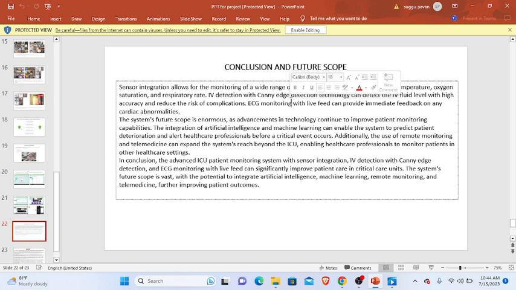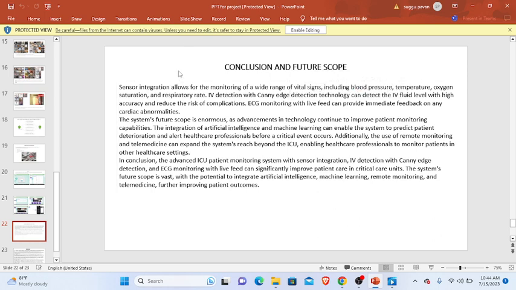Coming to the conclusion and future scope, the sensor integration allows the monitoring of a wide range of vital signs, including blood pressure, temperature, oxygen saturation and respiratory rate. IV detection with Canny detection technology can detect the IV fluid level with high accuracy and reduce the risk of complications. In the future scope, ECG monitoring, where we stepped back because of the cost of the ECG sensor, can be implemented. If you can afford the ECG sensor, you can buy it and get more accurate data.